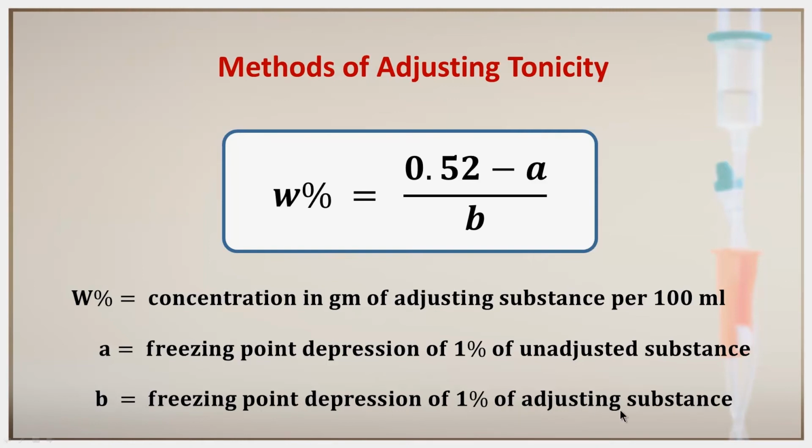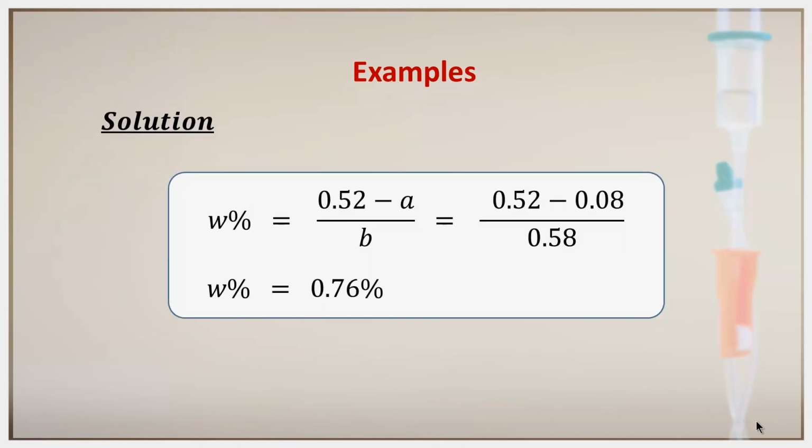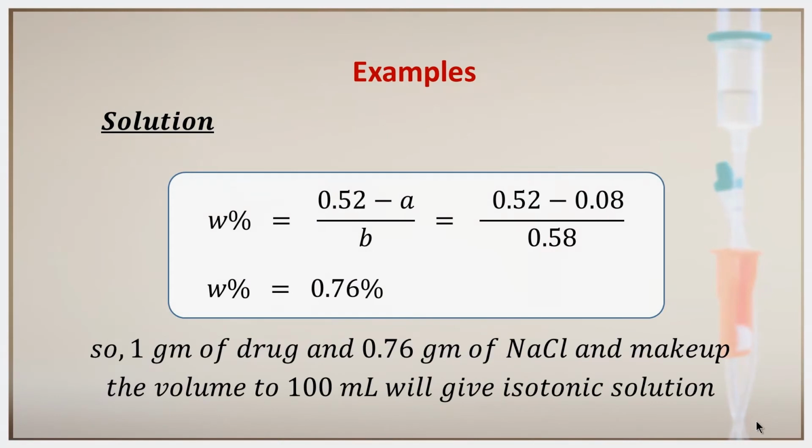A stands for freezing point depression of 1% of unadjusted substance, and B stands for freezing point depression of 1% of adjusting substance. So, as you can see in the example, by putting the values of A and B, we can calculate the weight percent of adjusting substance required to make isotonic solution.